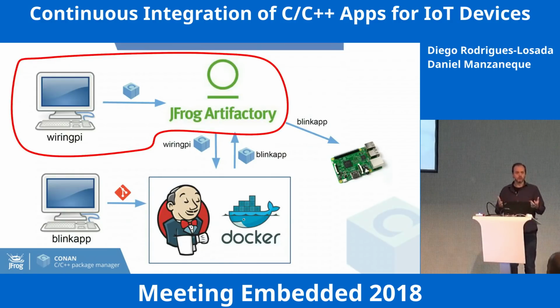So now I'm going to introduce the first part using Conan. I'm going to create a package for the wiringPi library, and I'm going to put it in a server, in a JFrog Artifactory server. By the way, the Community Edition is also free. And from there, I will pass control to my colleague Daniel, so he will be using this already built binary for creating his application.